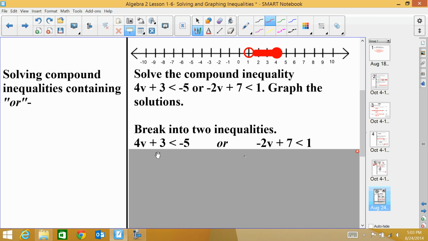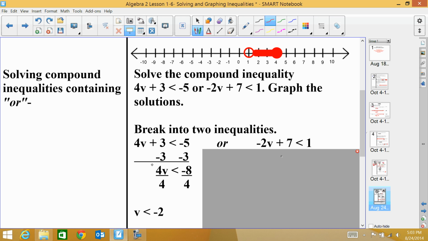So first, if we want to get v by itself on this one, we need to subtract 3 from both sides. And then these cancel out, so we end up with 4v is less than negative 8. And then we have to divide by 4 to cancel that out. Now notice, I don't have to flip my sign this time because the number I'm dividing by is not negative. Even though this number is negative, that's okay. We just want to flip it if the number we're dividing by on the bottom is negative. So we end up with v is less than negative 2.